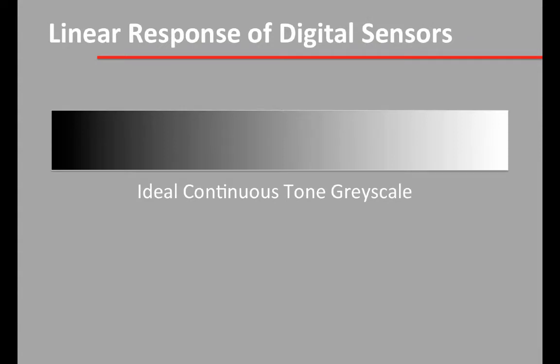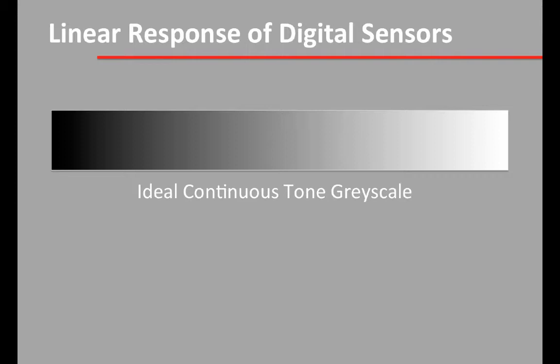Okay, so here we have an ideal continuous tone grayscale. This is created digitally. I created this digitally on the computer. But what it represents really is our dynamic range and our tonal range. Our dynamic range, remember, is the minimum and maximum that the camera is able to record. So our minimum is our black and our maximum is our white.